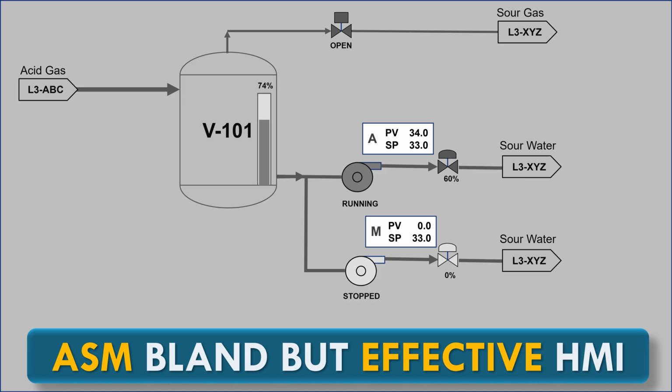To encourage effective graphics, the ASM Consortium, or Abnormal Situation Management, came up with the concept of grayscale graphics. When designed properly, these grayscale graphics proved to be more effective than the embellished graphics that were popular before. The idea behind grayscale graphics is that colors are only used for alarms or abnormal conditions, allowing the operator to quickly identify any potential issues.